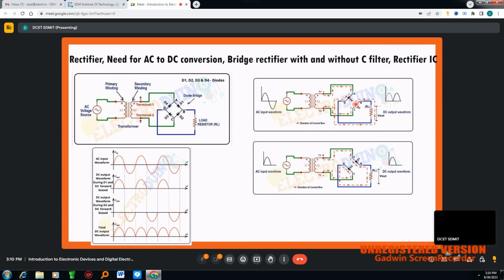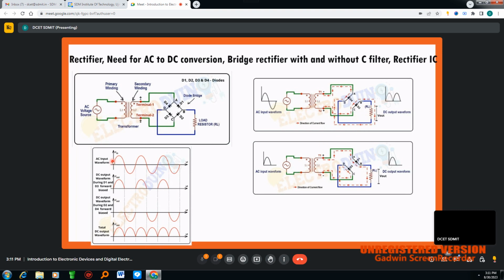During the negative cycle, D2 and D4 will be in on condition, D1 and D3 will be in off condition. Now we'll get a negative cycle. Negative cycle we'll get like this. This is the way the rectifier circuit works.